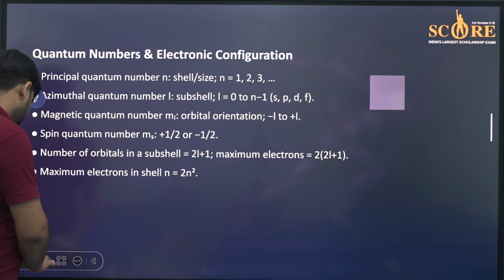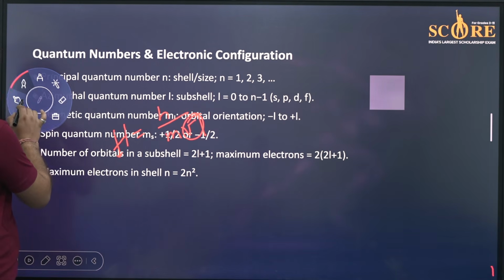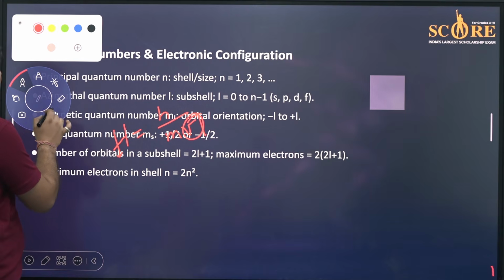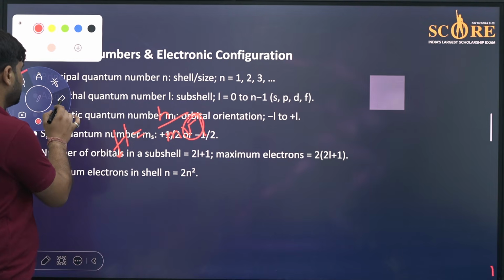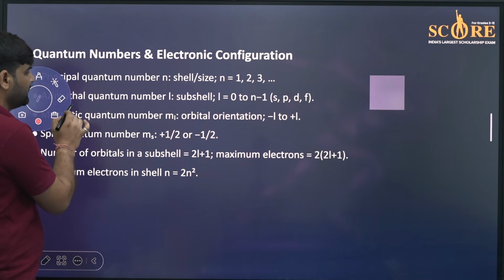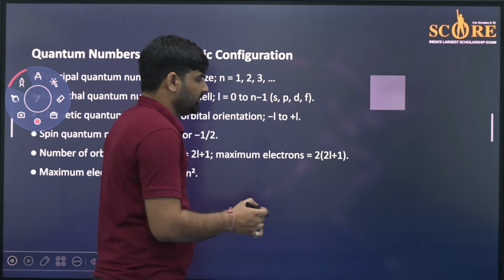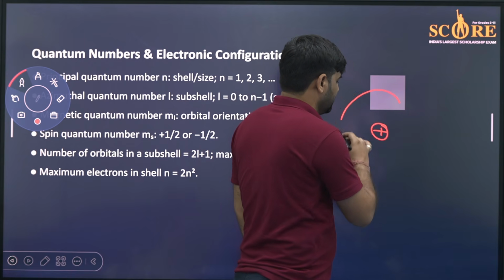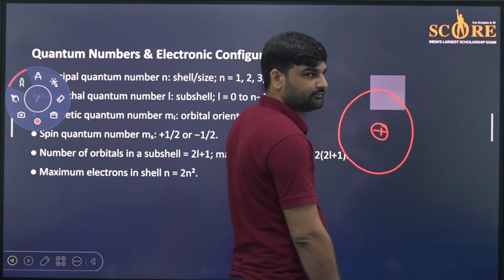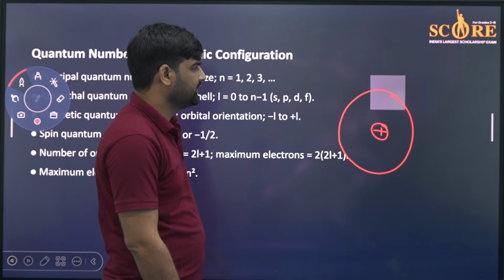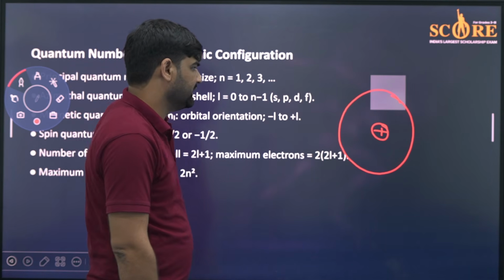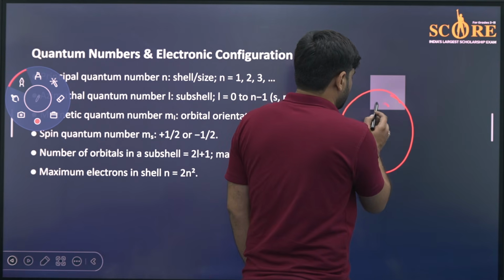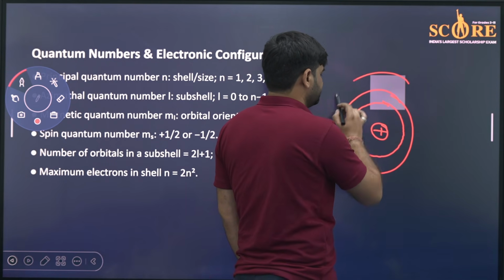For that, you have to understand something like this. This is nucleus and this is an atom. This is nucleus, this is atom, and there are different shells.